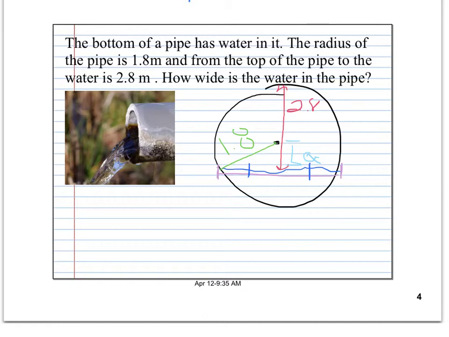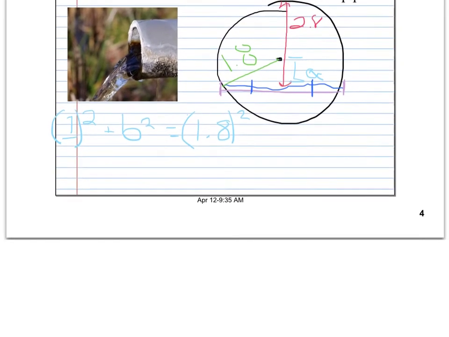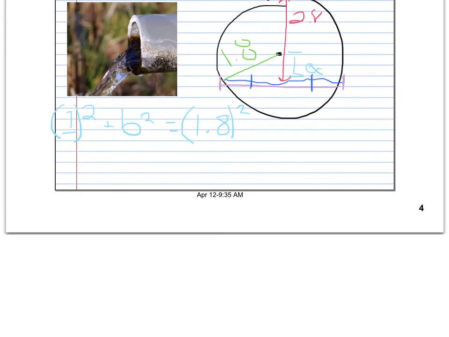So we're looking for, in this case, the base of the triangle. So the height, 2.8 minus 1.8, will be 1 squared, plus the base equal to the hypotenuse, which is 1.8, and that is also squared. Put that up so we have a little more room. So 1 squared is 1, plus b squared is equal to 1.8 squared will be 3.24.